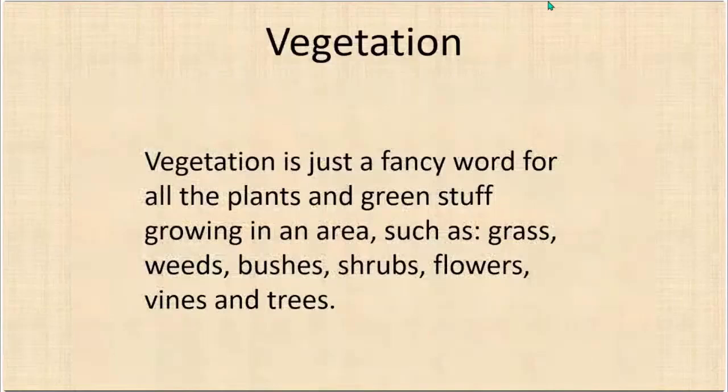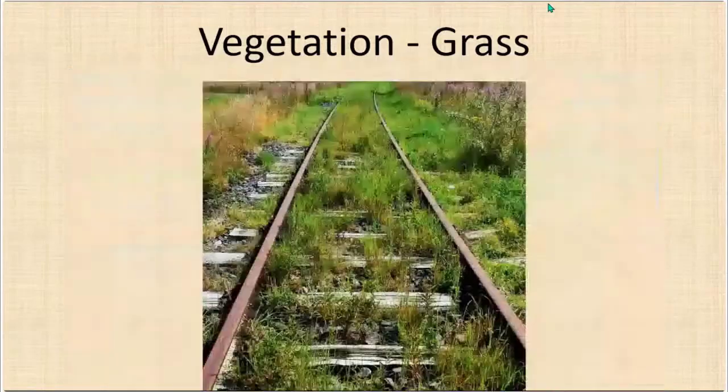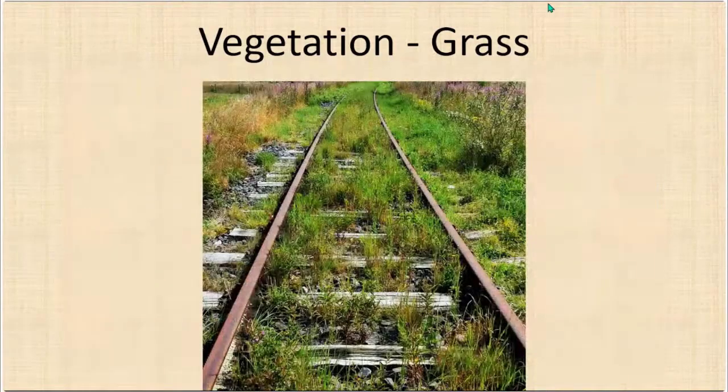So now let's look at vegetation. Vegetation is just a fancy word for all the plants and green stuff growing in the area, such as grass, weeds, bushes, shrubs, flowers, vines, and trees. Imagine a big field with lots of green grass. It comes in all shapes and lengths. It's a simple and peaceful scene. It's also a common, simple, unexpected sight on less traveled sidings.